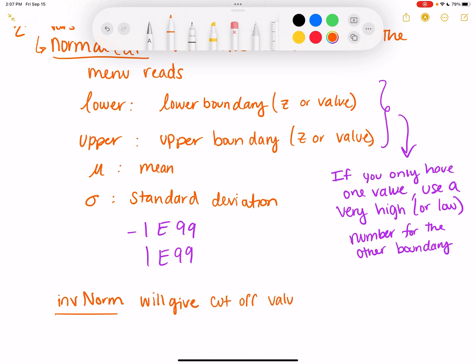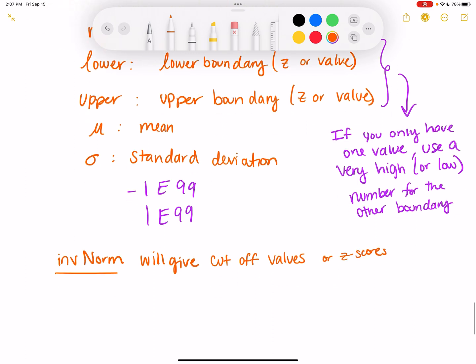So, like the last example. Well, not last, but you know what I'm saying. Okay. So cutoff values or z-scores, it can tell you both, if I remember correctly. But it's going to ask you for area, which just means the percentile, which is nice because you can tell it exactly what value you want.